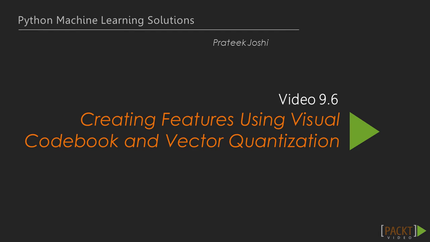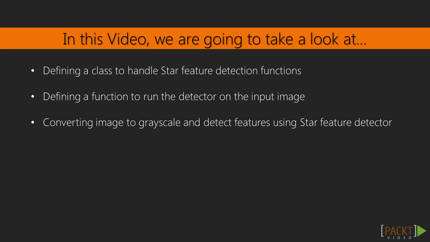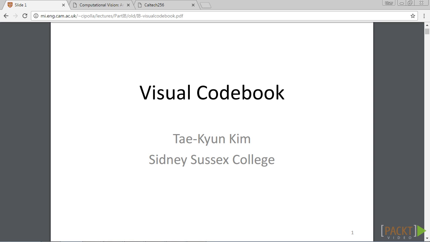In the previous video, we looked at building a star feature detector. In this video, we're going to use Visual Codebook and vector quantization to create features. In order to build an object recognition system, we need to extract feature vectors from each image. Each image needs to have a signature that can be used for matching.